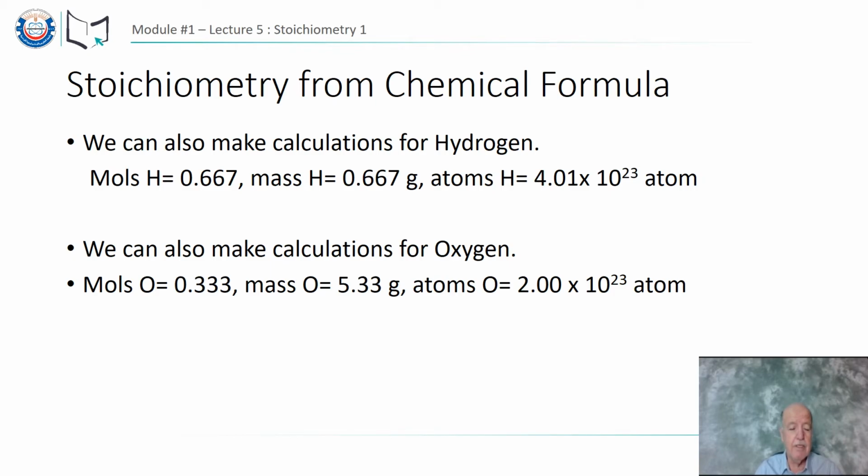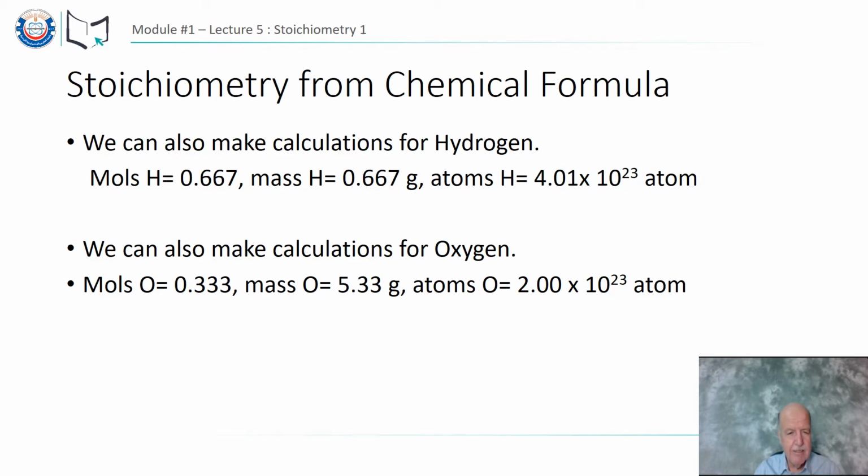Why? Because I multiply the number of moles by what? Avogadro's number. But the masses are different. Why are the masses different? Because in carbon, I multiply the moles by 12. In oxygen, I multiply by what? By 16. Okay?